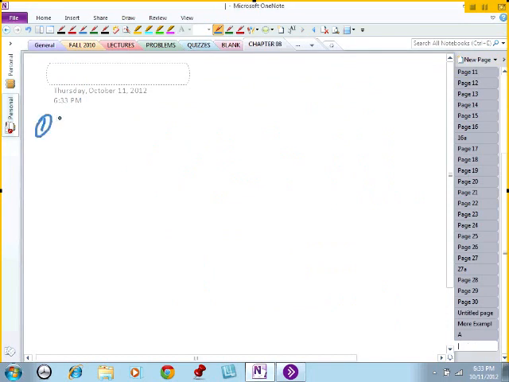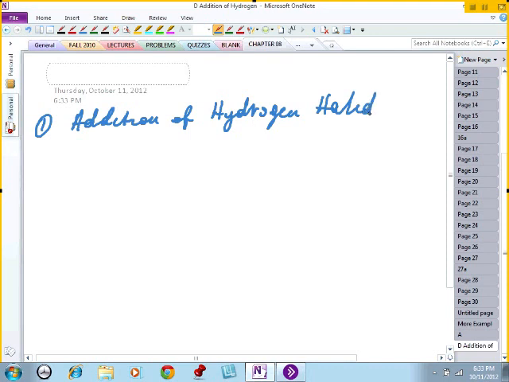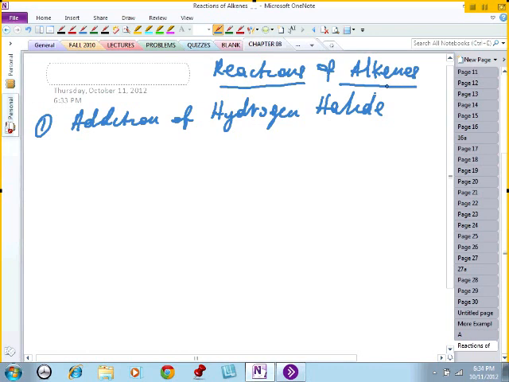Okay, let us start. I'm going to put numbers on them, so just follow me with these numbers. Let's start with the addition of hydrogen halide. This is all under reactions of alkenes. For the most part, the addition of hydrogen halide that is of interest to us will be adding hydrogen bromide or hydrogen chloride across the carbon-carbon double bond. I believe we've done a lot of this already, so I will simply give you a couple more examples.